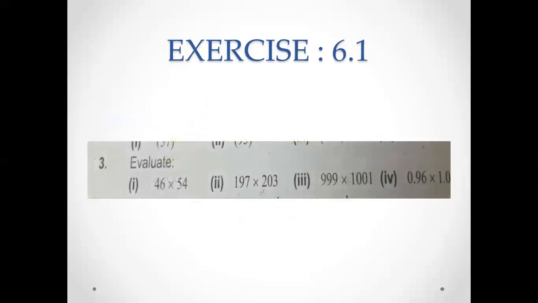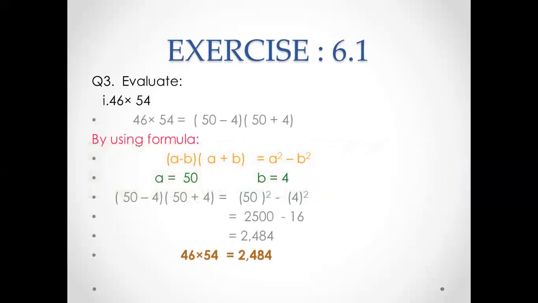Now come to question 3. Evaluate 46 into 54. Two numbers are given in the form of a product. If you remember, on the third place, we write the formula: a minus b into a plus b is equal to a square minus b square.